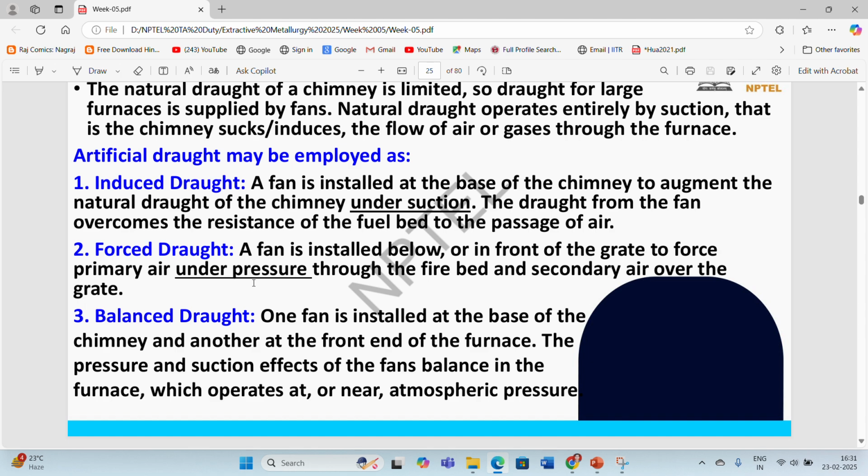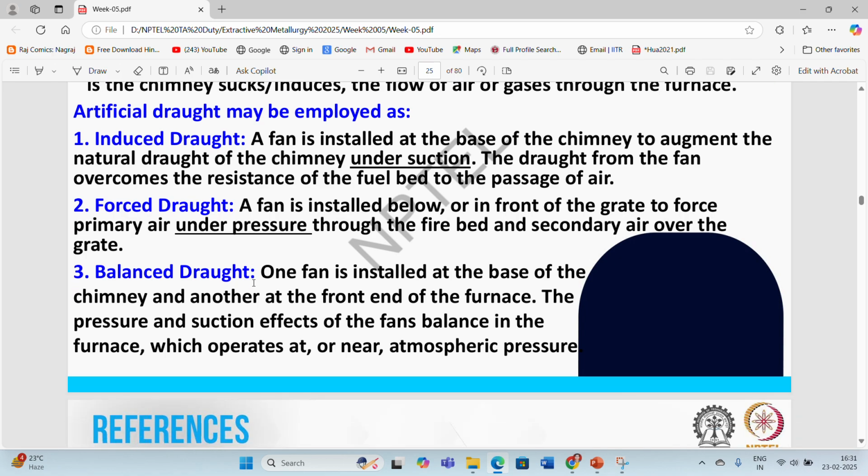Then there is balanced draught. One fan is installed at the base of the chimney and another at the front end of the furnace. The pressure and suction effects of the fans balance in the furnace, which operates at or near atmospheric pressure.